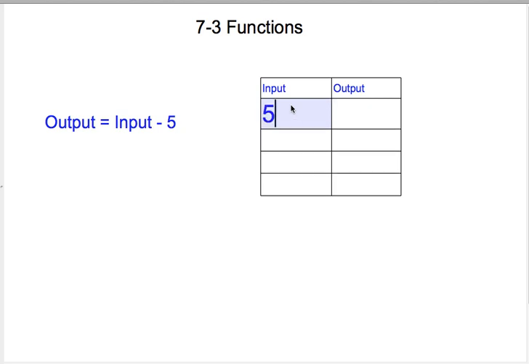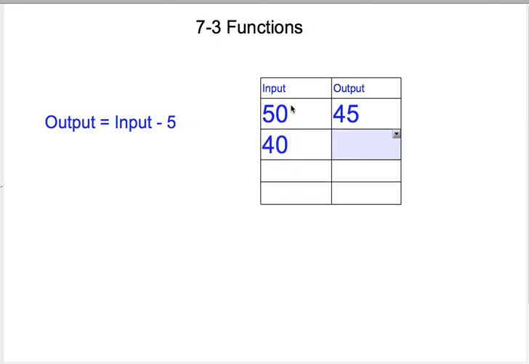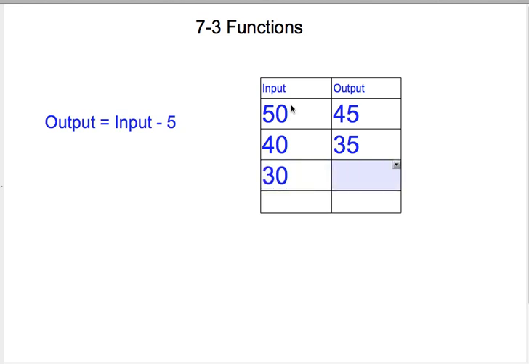So for instance, if we put in the number 50, then we will subtract 5 from it and the output would be 45. If we input the number 40, the output would be 35. If we input the number 30, the output would be 25. And if we input the number 20, our output would be 15.